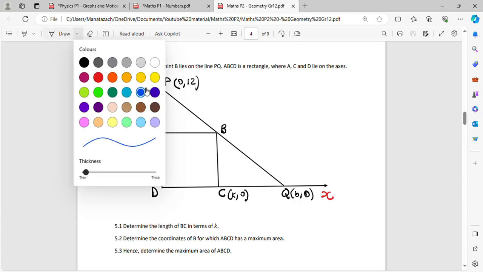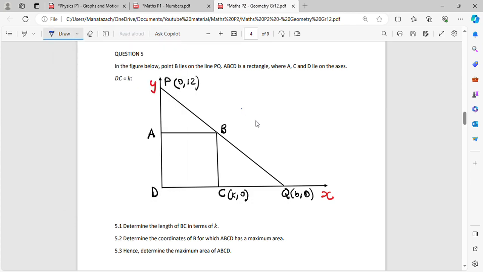Okay, now let's do the length for BC in terms of K. What do we have? We don't have the coordinates of B at this point, so let's just call the x coordinate here K, and then the y coordinate will be from the axis all the way up. It's going to be BC itself.